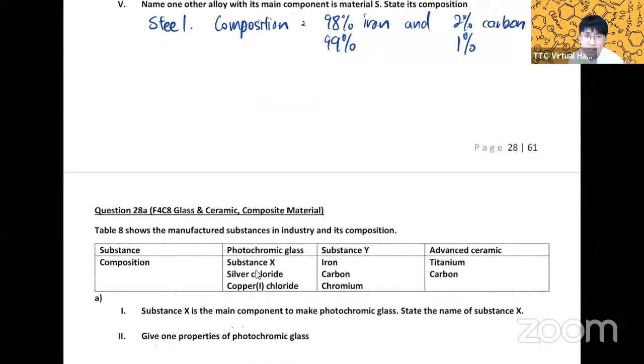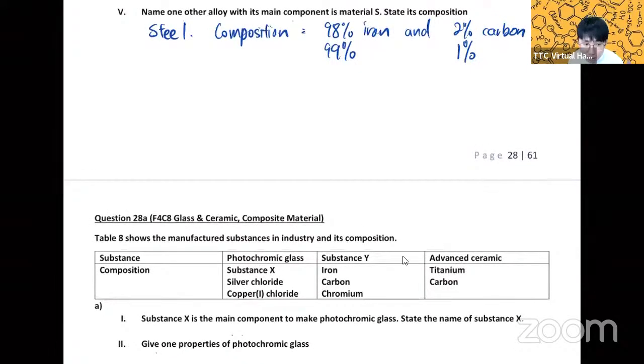We have your photochromic glass, your substance Y, advanced ceramic. Substance X is the main component to make photochromic glass. What is X? Guys, do you remember what photochromic glass is? The uncles always have these glasses on, like my father, like Wei-En also has this uncle photochromic glass. What is that? It's basically the glass that can change into dark colors when exposed to UV light. So what is X? X is the one that can change color. So from here, we have silver chloride. Silver chloride is the one that changes color.